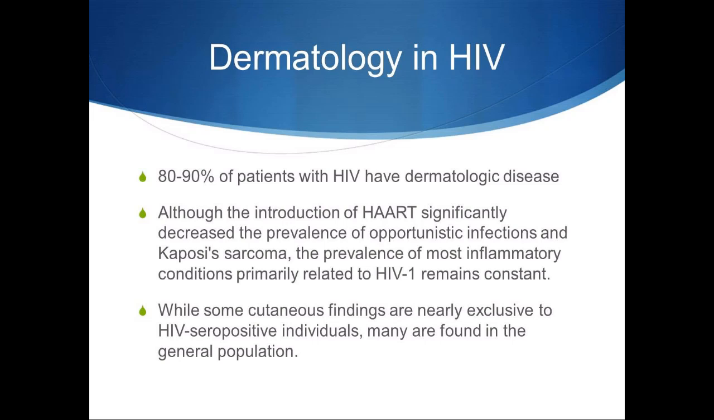Although the introduction of ART really significantly decreased the prevalence of some opportunistic infection-related skin diseases, and decreased the prevalence of Kaposi sarcoma, it was noted that the prevalence of inflammatory-related skin diseases, primarily related to HIV, remains constant. There are some cutaneous findings that are very exclusive to HIV. However, the majority are the common dermatological manifestations that we encounter in our normal life. However, you should keep in mind that in an HIV host, these common dermatological manifestations will have a more severe, more atypical, and more treatment-resistant pattern.